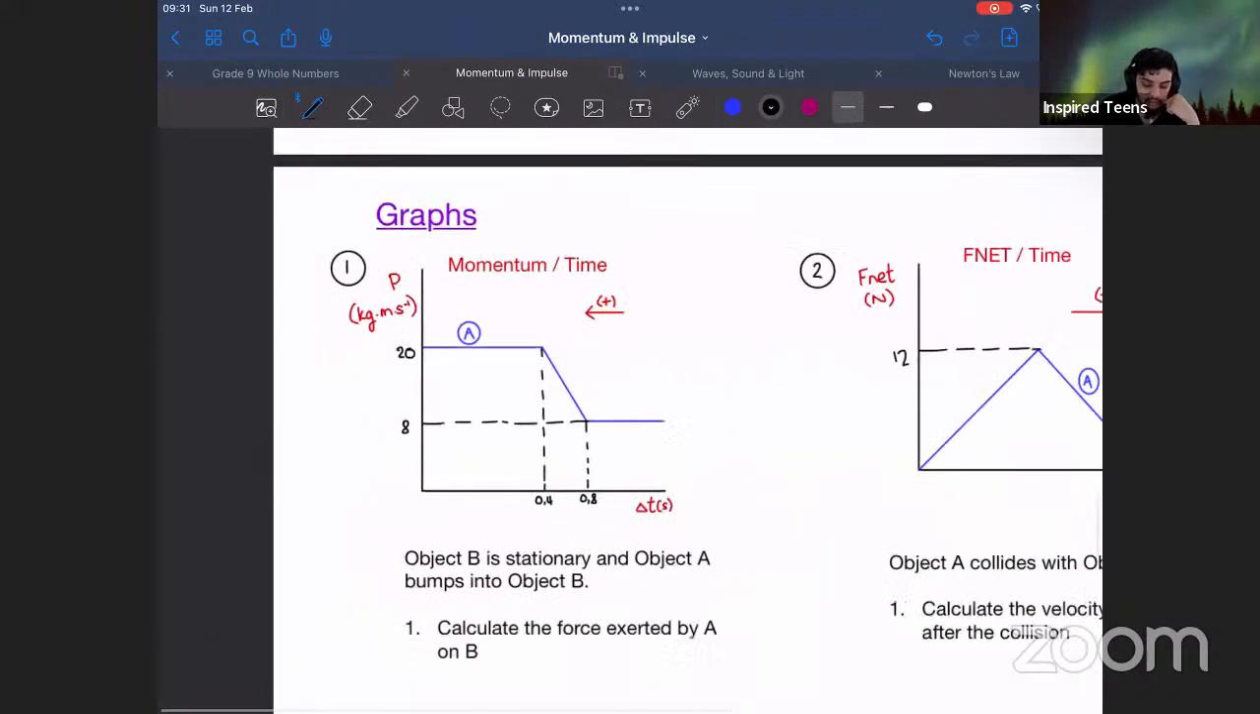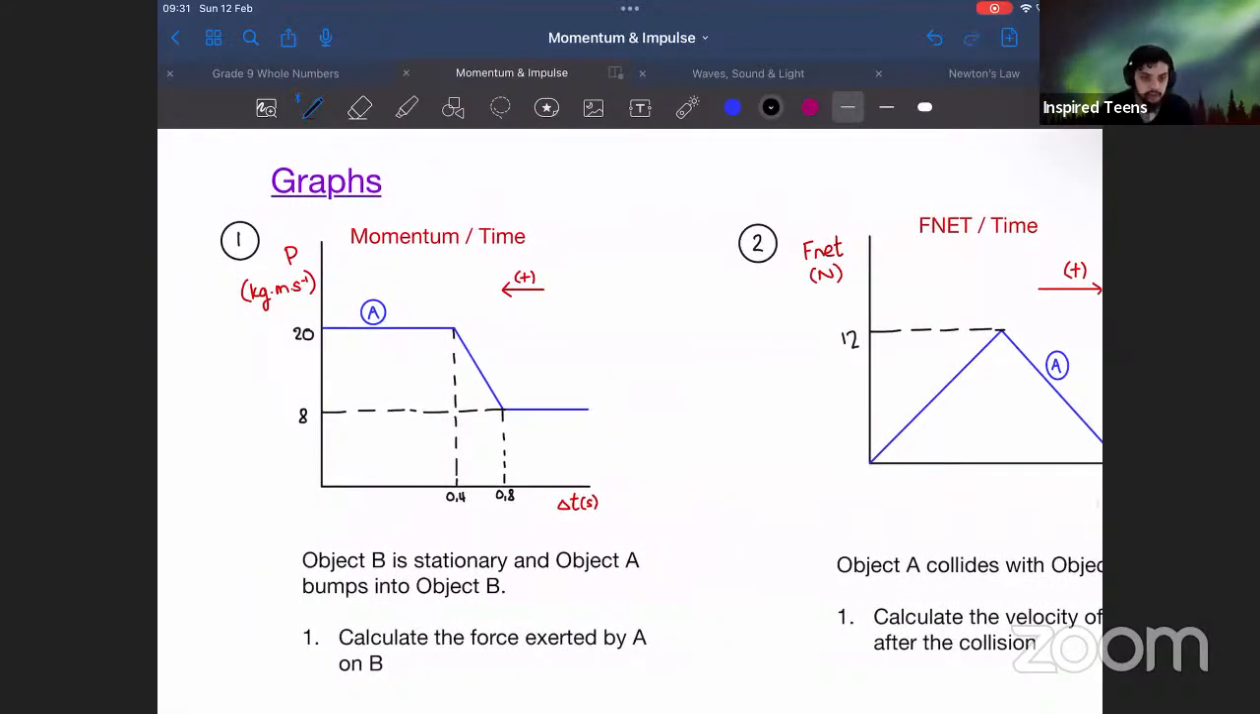Okay, so let us go into graphs, and then hopefully we're going to get to one question. First, I'm going to answer a question from this person that asked earlier. They said that delta T, which is change in time, so time final minus time initial, is the rate of change of time. Okay, that's not true. It's not the rate of change of time, it's just change in time. Delta T is just change in time.